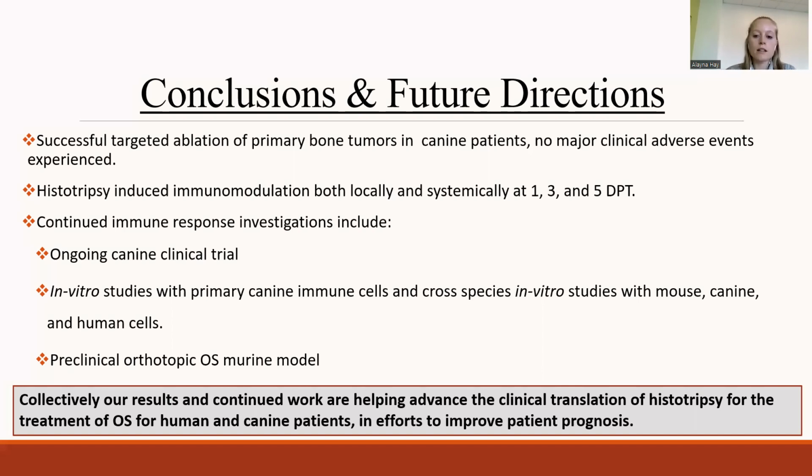And we have a similar study looking at mouse, canine, and human cells to investigate the response in all three species. Additionally, we have a preclinical orthotopic osteosarcoma mouse study, which will help inform this immune response and characterize it better. Collectively, our results and continued work are helping to advance the potential clinical translation of histotripsy for the treatment of osteosarcoma for both human and canine patients in efforts to improve patient prognosis.